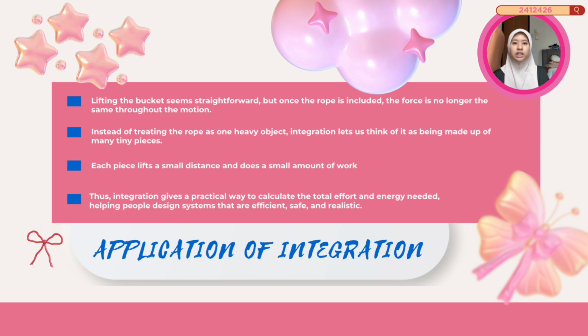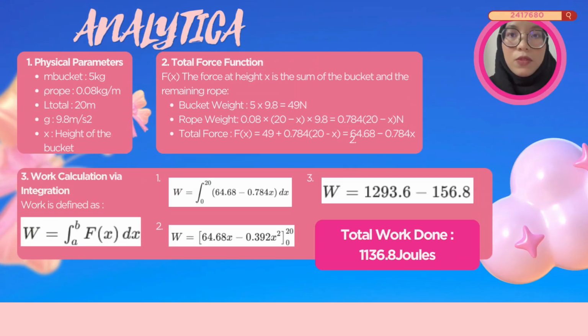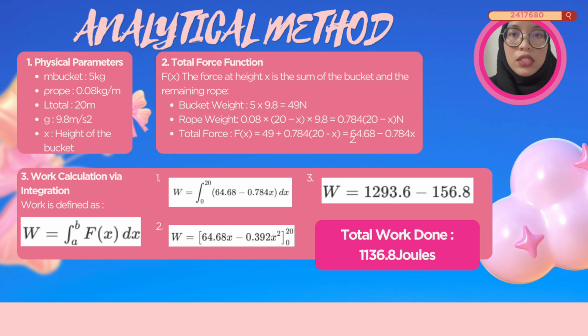Thus, integration gives a practical way to calculate the total effort and energy needed, helping people design systems that are efficient, safe, and realistic. Now, let's move on to the analytical method used to solve this problem. Before we look at the derivation, I would like to highlight a small update. While our initial report utilized a gravitational constant of 9.81 meter per second square, to standardize the value of g with our textbook and project requirements, we are using 9.8 for this calculation.